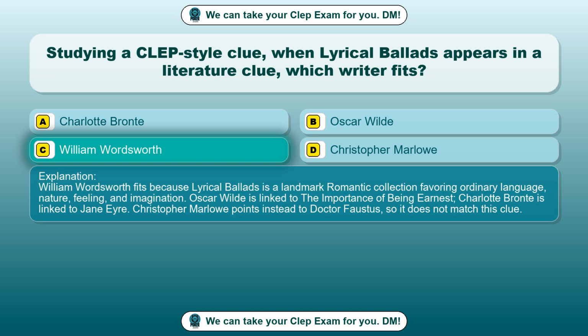William Wordsworth fits because Lyrical Ballads is a landmark romantic collection favoring ordinary language, nature, feeling, and imagination. Oscar Wilde is linked to The Importance of Being Earnest. Charlotte Brontë is linked to Jane Eyre. Christopher Marlowe points instead to Dr. Faustus, so it does not match this clue.